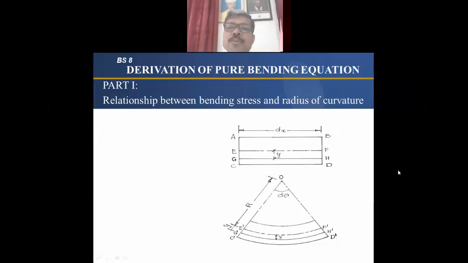Okay, and we are taking a layer at the center exactly, E F, and we are taking Y distance. Let us say G H. We are taking from the neutral axis E F the distance Y to G H. So this O is the radius, and this will be the elongation E dash, G dash, C dash and D dash. You are looking at this E dash, F dash, G dash, H dash, C dash, D dash.